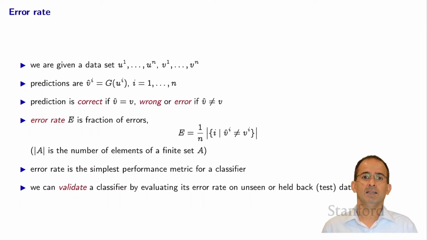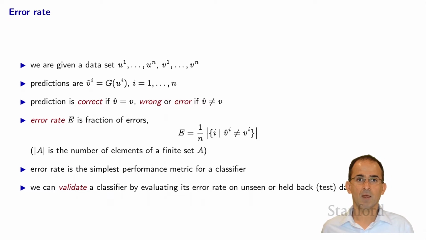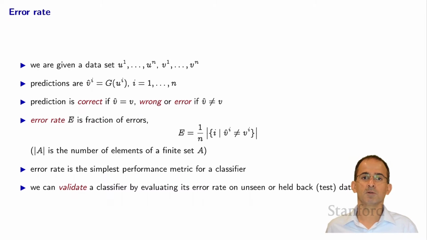The error rate, E, is the fraction of data points on which the predictor gave an incorrect prediction. So in other words, we look at all I from 1 up to n, we compare VI with V hat I, and if they're not the same, that's an error, and we count up the number of errors and divide by n. This is the simplest possible performance metric for a classifier. And once we've computed it, we can use it to compare different classifiers, and in particular we would do this not only on the training set but on the test set.